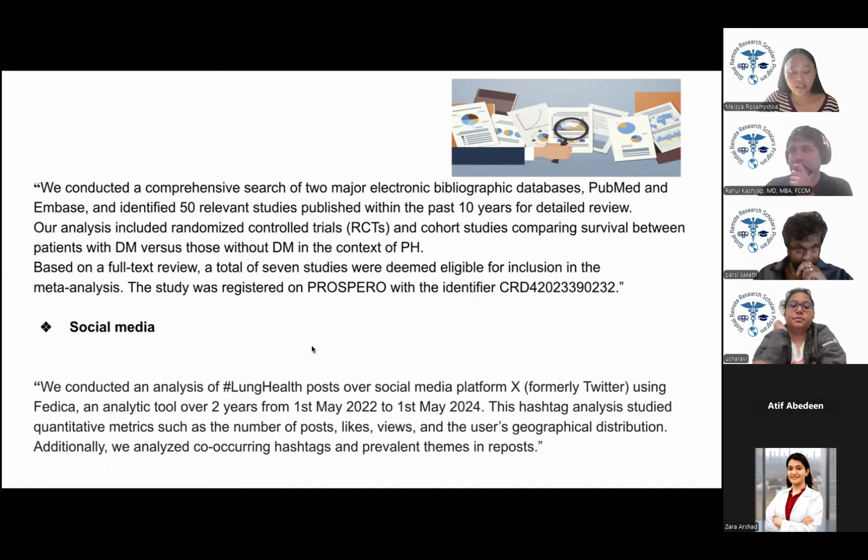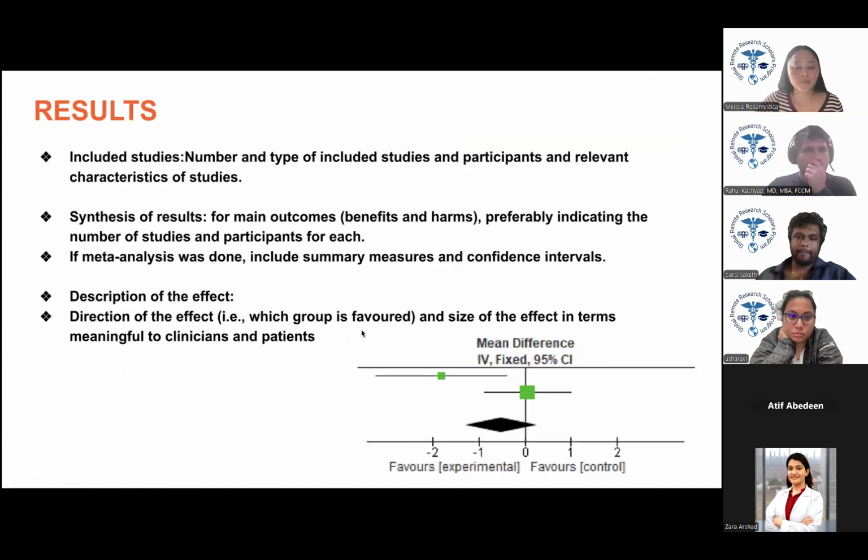Now, for a social media study, the method section at least has to describe what type of tool you use to analyze the hashtag. So in this case, we can appreciate that they used the Fedica analytic tool for over 2 years. So they mentioned the timeline of the analysis and what type of metrics they analyzed. Usually in a social media study, we analyze engagement metrics like number of posts, likes, views, and demographic data, or top countries or top influencers. It should be very brief and very concise.